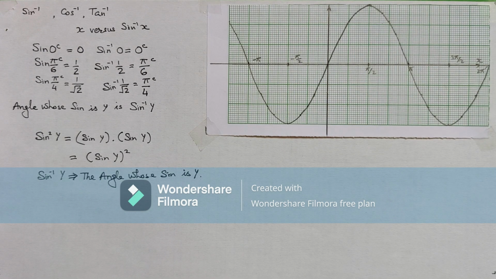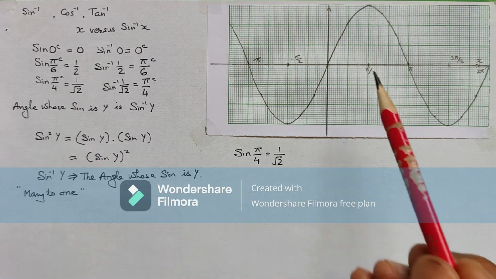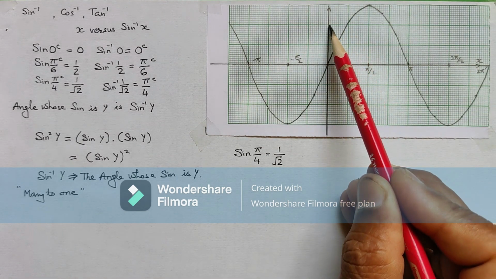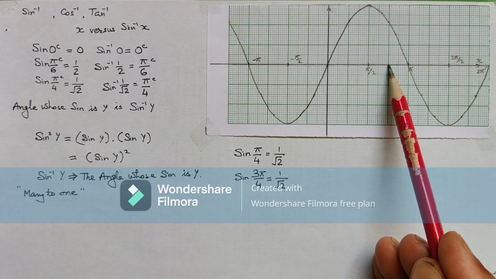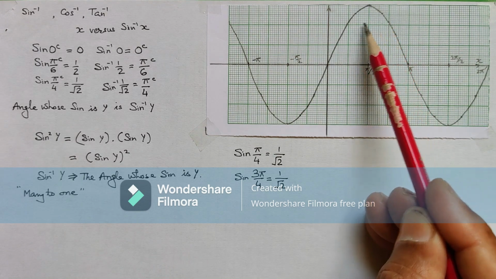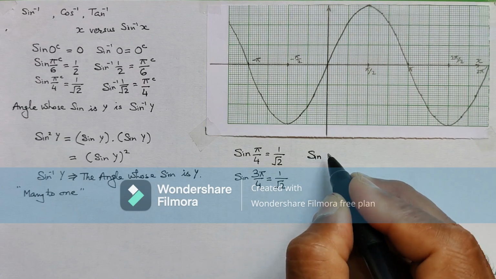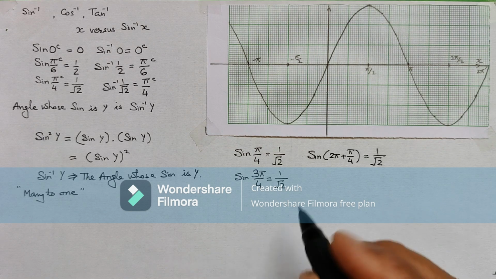All trigonometric functions are many to one functions, which means sine of multiple different angles works out to be the same value. Sine of pi by 4 is 1 by root 2. Sine of 3 pi by 4 also works out to be same 1 by root 2. Not only this, you add another 2 pi. It will again work out to same 1 by root 2 and so on.